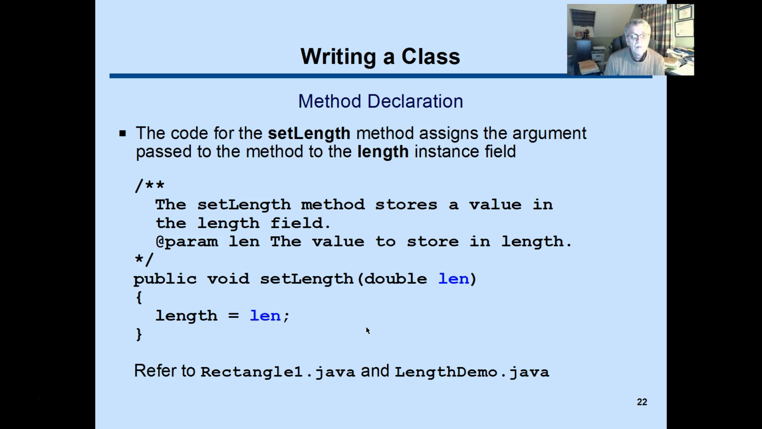And we can see the idea of how it would work. So there are two files, Rectangle1.java and LengthDemo.java. Let's go into my IDE once again, and we'll take a look at these in action. We'll actually build this and show you how this works.